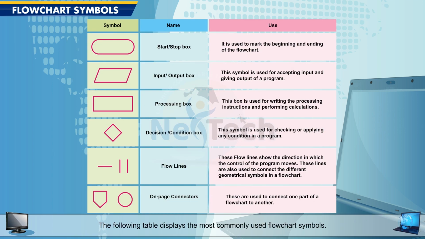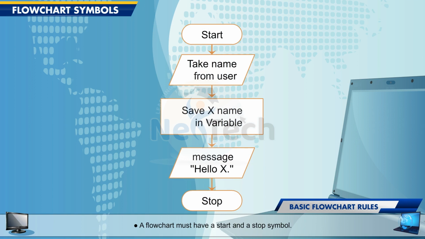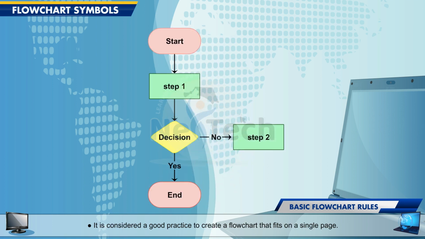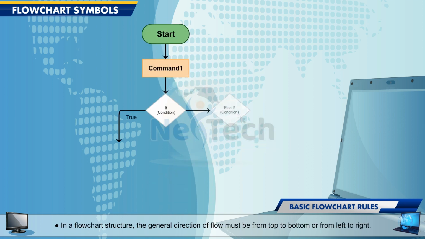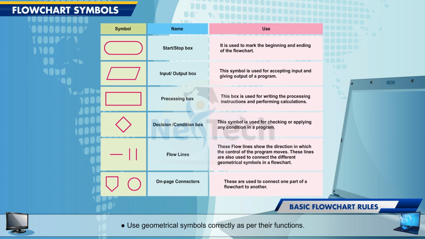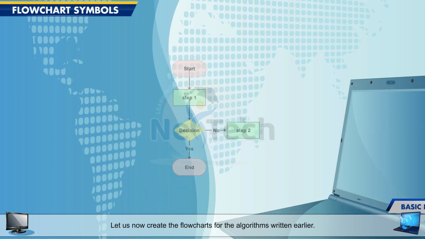Flowchart symbols. This table displays the most commonly used flowchart symbols. Basic flowchart rules. A flowchart must have a start and a stop symbol. It must have short, clear, and readable statements written inside the symbols. It is considered a good practice to create a flowchart that fits on a single page. In a flowchart structure, the general direction of flow must be from top to bottom or from left to right. It helps the readers to easily read and comprehend the information. The flow lines must not cross each other. Use geometrical symbols correctly as per their functions. Let us now create the flowcharts for the algorithms written earlier.